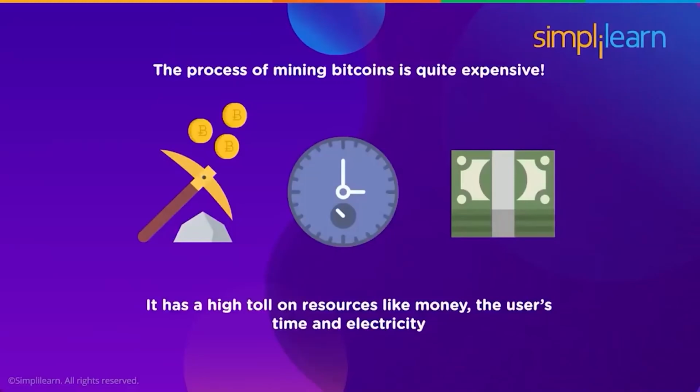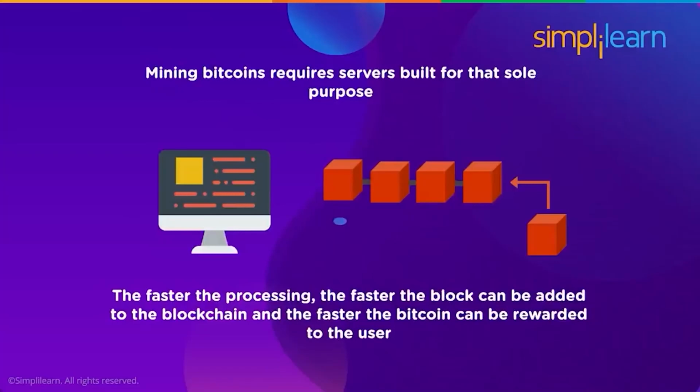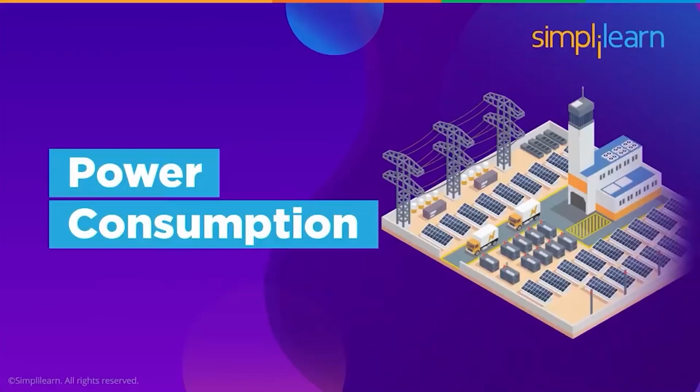Processing power. The process of mining Bitcoins is an expensive process. Now, you pay a high toll to do this, like your money, your time, and electricity. Now, mining Bitcoins requires servers that are used for that specific purpose alone. Now, the faster you process the data, the faster the block can be added to the blockchain, and the faster you're rewarded with Bitcoins.